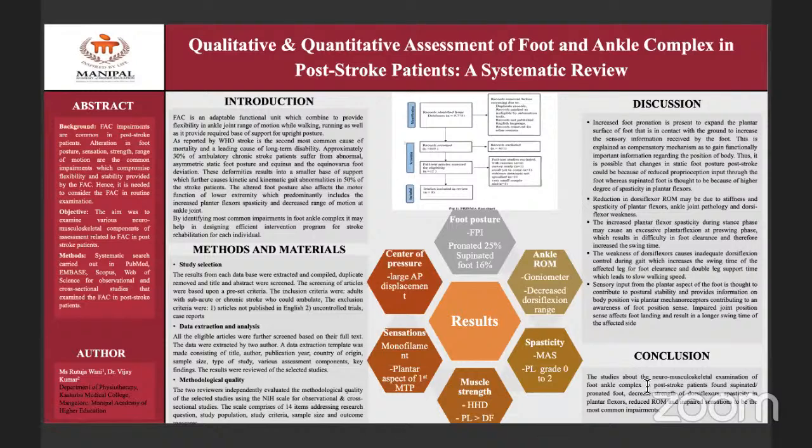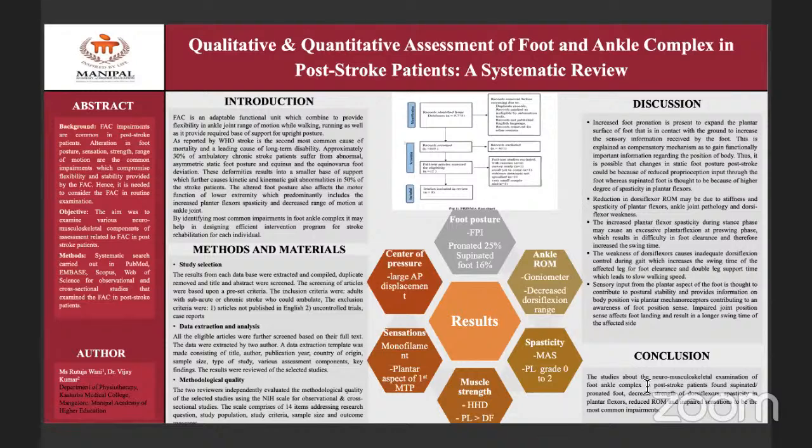Ankle muscle spasticity in post-stroke. Chronic stroke patients commonly presented with hypertonicity, with modified Ashworth scale grade scoring from 0 to 2 in ankle plantar flexors being most common. And moreover, the spasticity of the ankle plantar flexors correlates significantly with the comfortable gait velocity measured by a 10-meter walk test. Then the next component is ankle muscle strength.